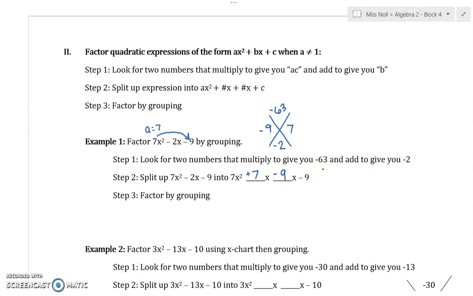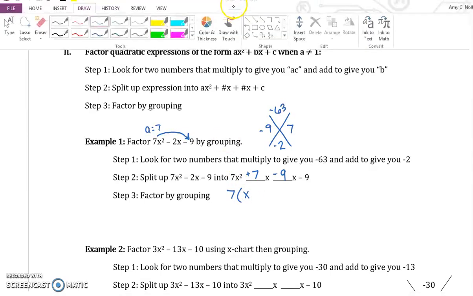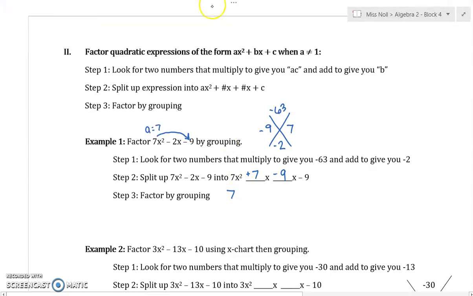I'm going to look at the first two terms, 7x squared plus 7x, and factor out their greatest common factor, which would be 7x. I'm left with x plus 1, so don't forget the plus 1. And then we have minus 9x minus 9. So I'm going to factor out a negative 9, and I'm left with x, and then negative 9 divided by negative 9 gives a positive 1. So I have x plus 1.